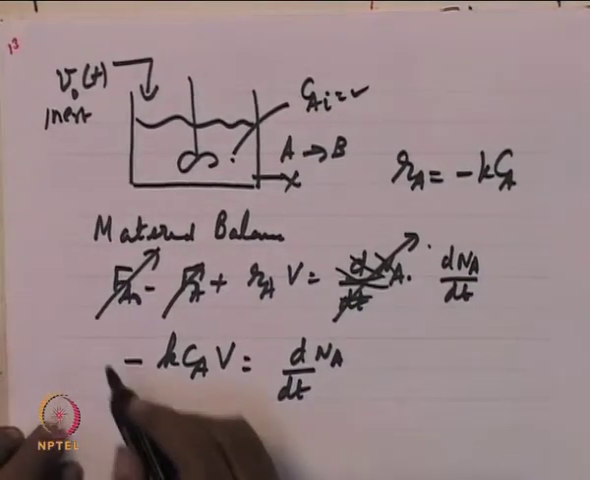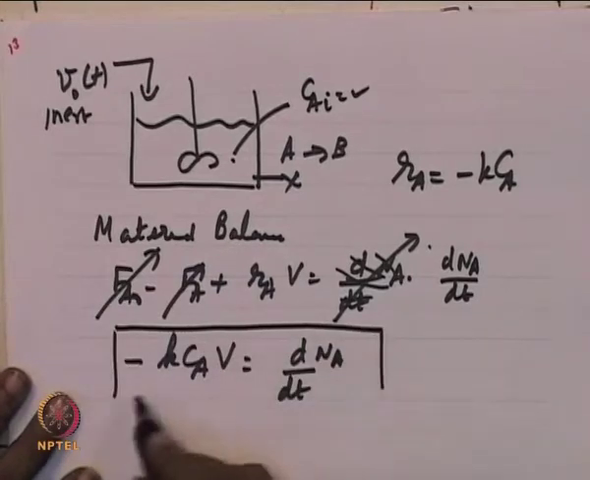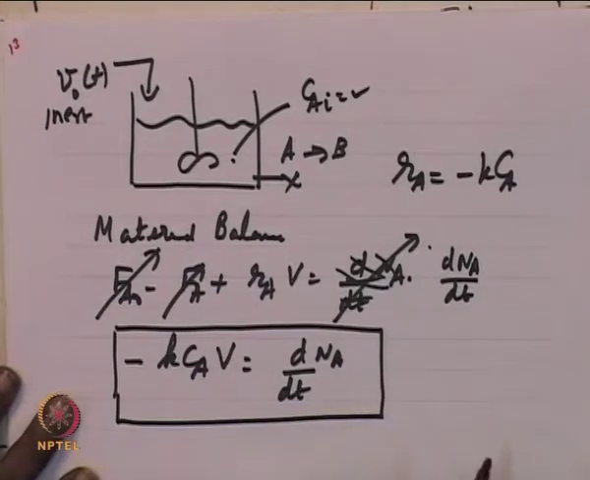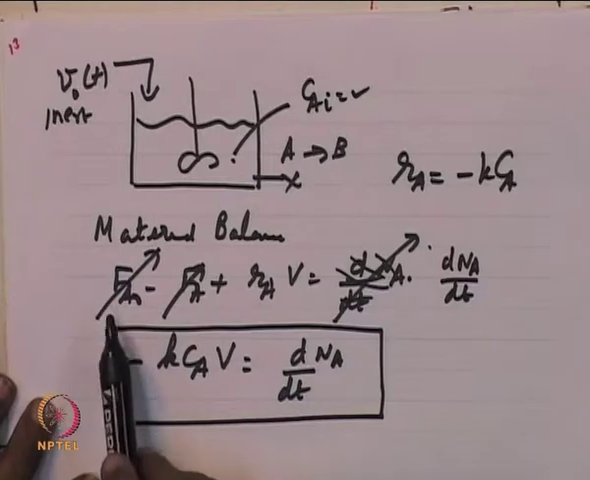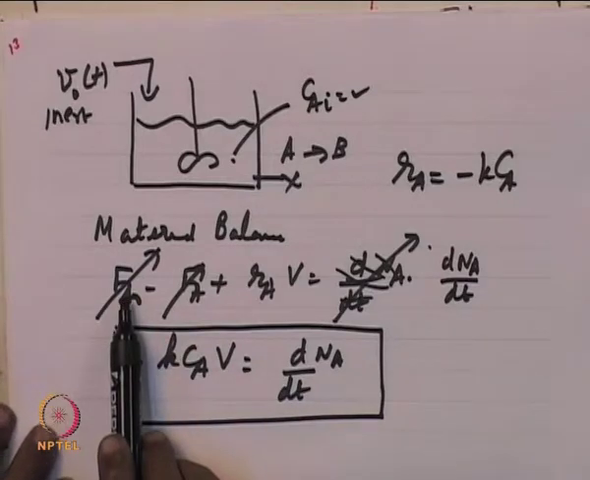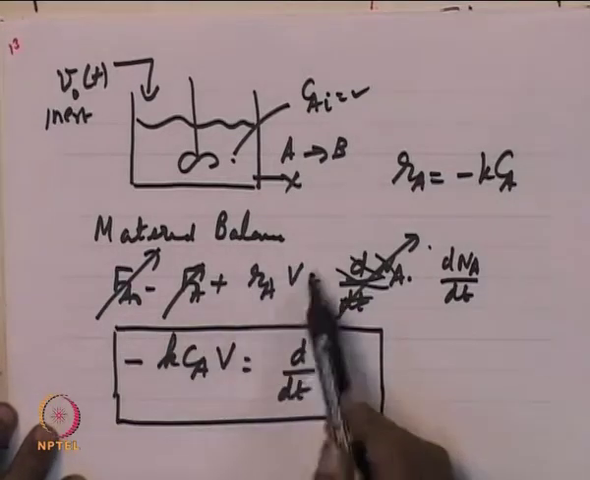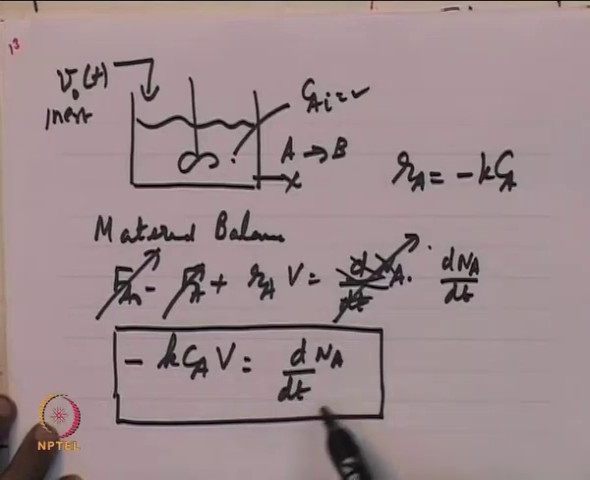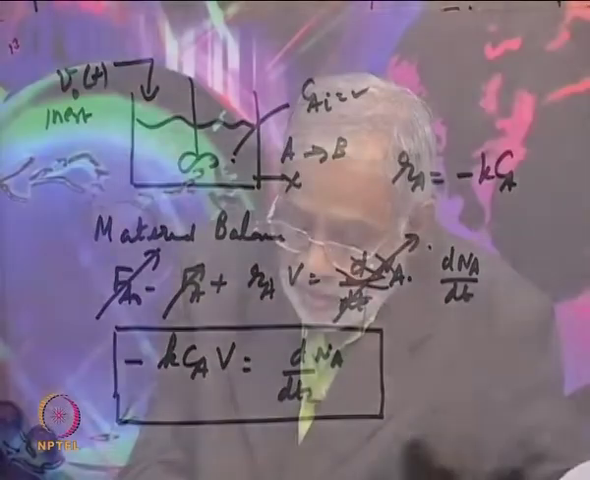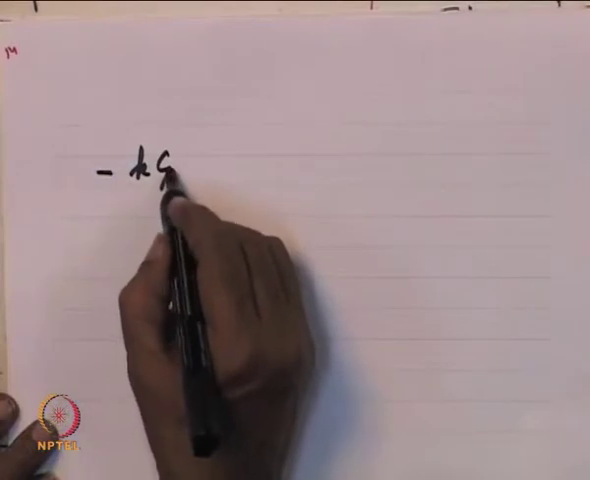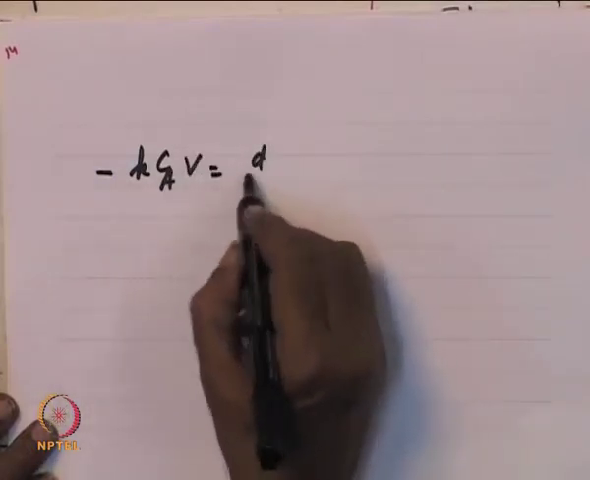Now, what we have is that by virtue of the fact that there is no outflow, and there is no component A in the inlet, the rate at which chemical reaction occurs must account for the variation of component A in the equipment. Minus K times C A times V equal to d by dt of N A.